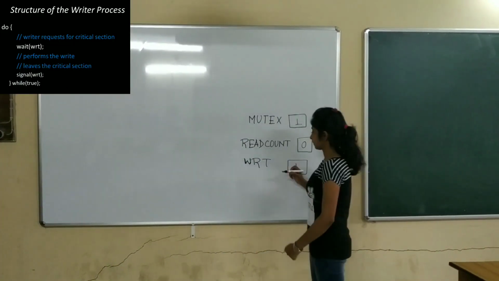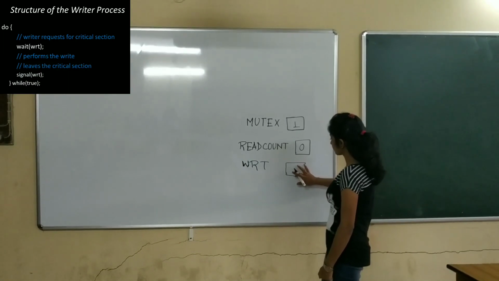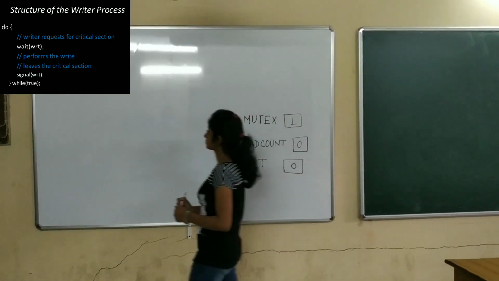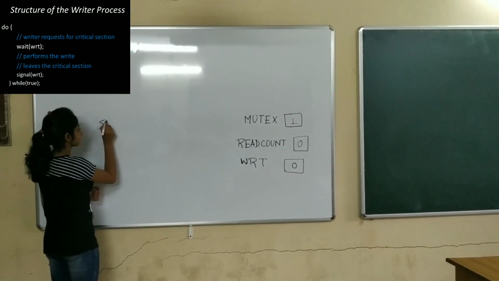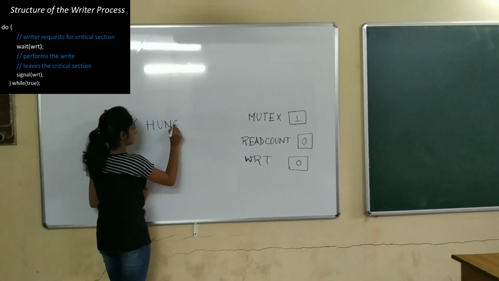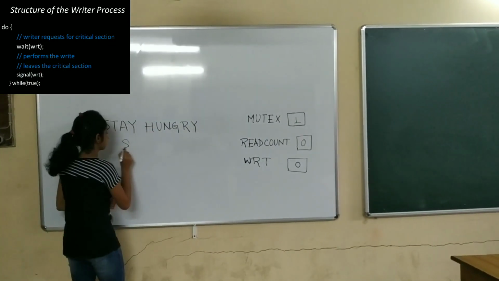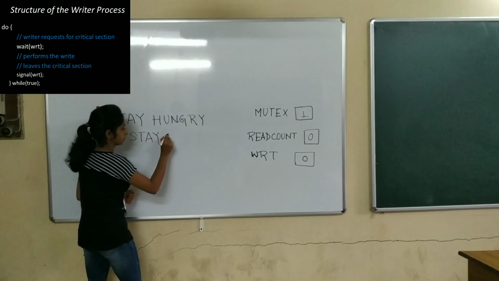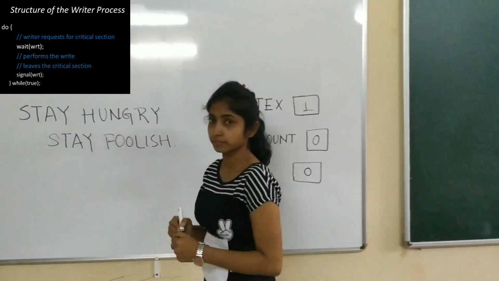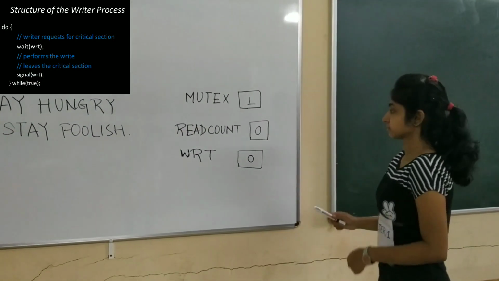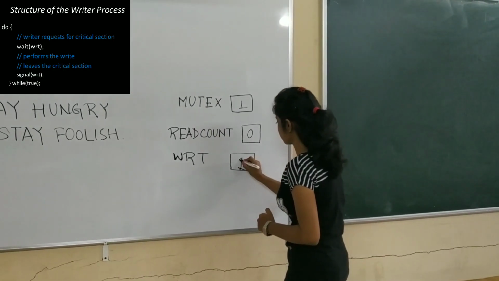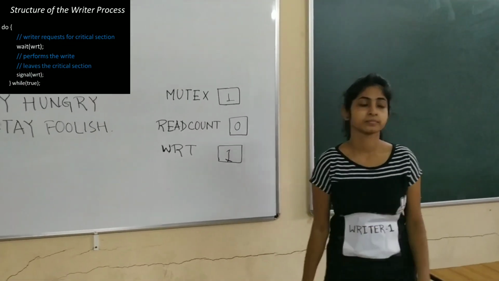Now writer 1 comes. Here the WRT is 1, that means she can write, but before she enters the critical section, she changes the WRT from 1 to 0 to prevent others from accessing the board until she finishes writing. After finishing the writing, she changes the WRT from 0 to 1 and leaves the critical section.